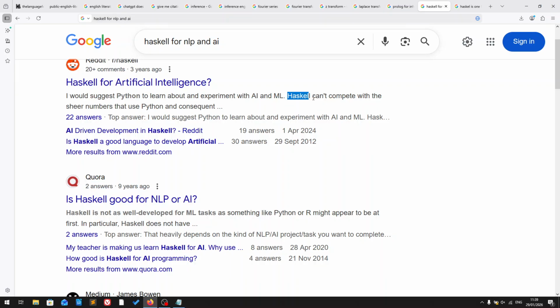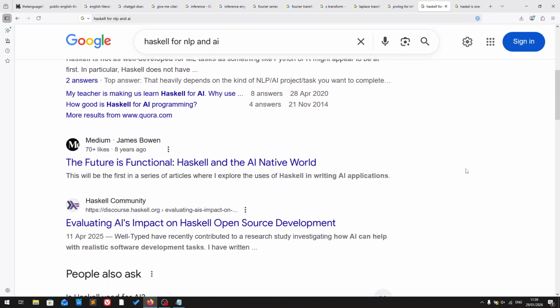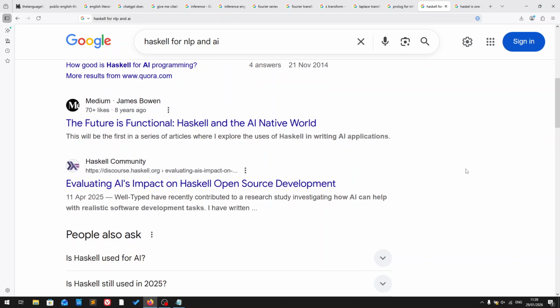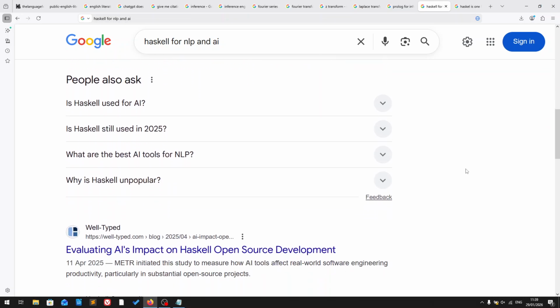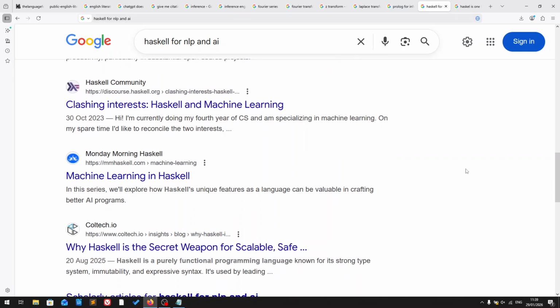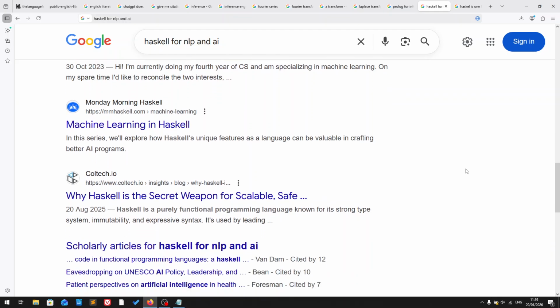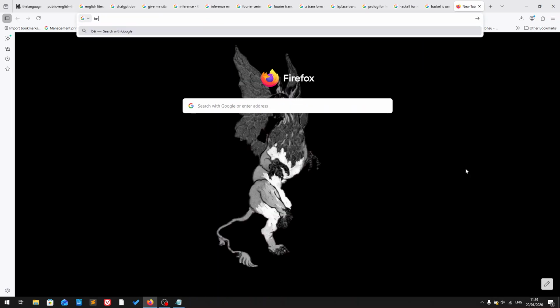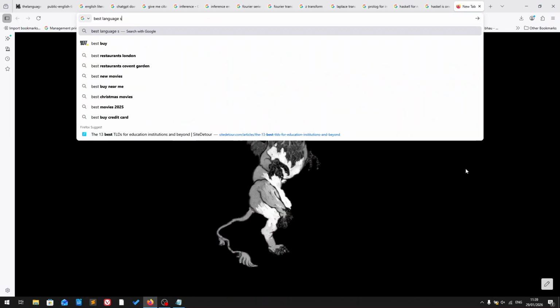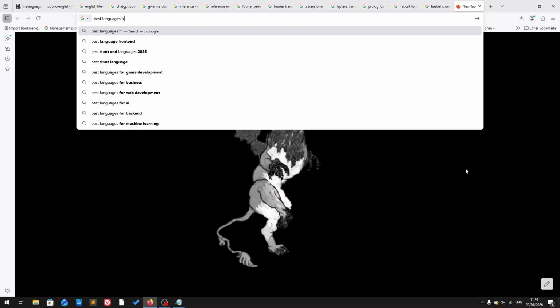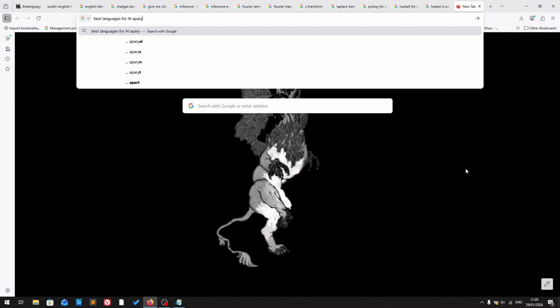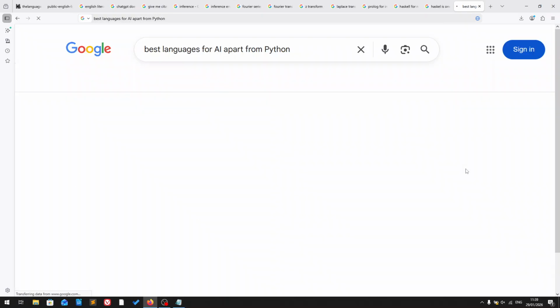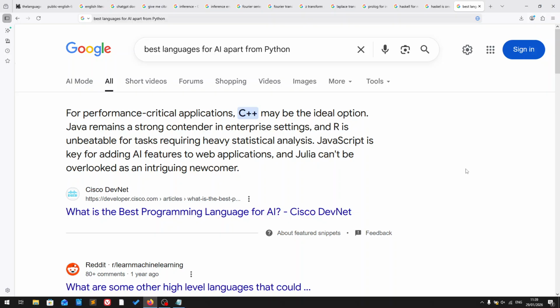See, there are pros and cons. There's a reason why you would use Python. Functional. What is functional programming? You have to know these things in order to understand why, or what is the. I mean, first of all, why does Haskell exist? So you could talk about best languages for AI apart from Python, C++.